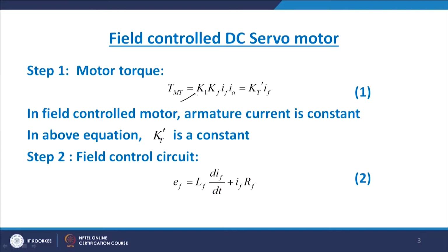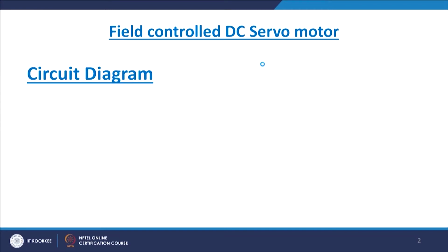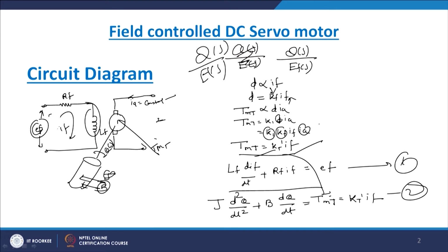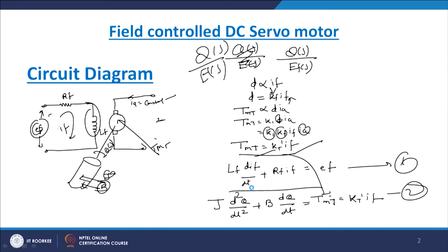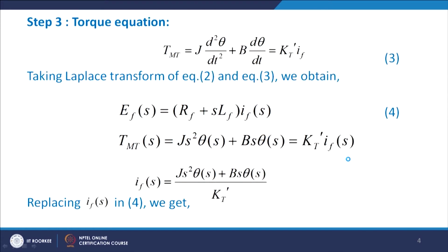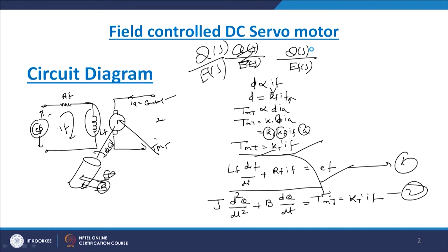So whatever I explained, now again just see it. Here the motor torque is Kt' into If, so we have got this. Then the field control circuit equation: Ef = Lf di_f/dt + If into Rf. And the third part is the torque equation, Kt' into If. This expression we have shown here again.